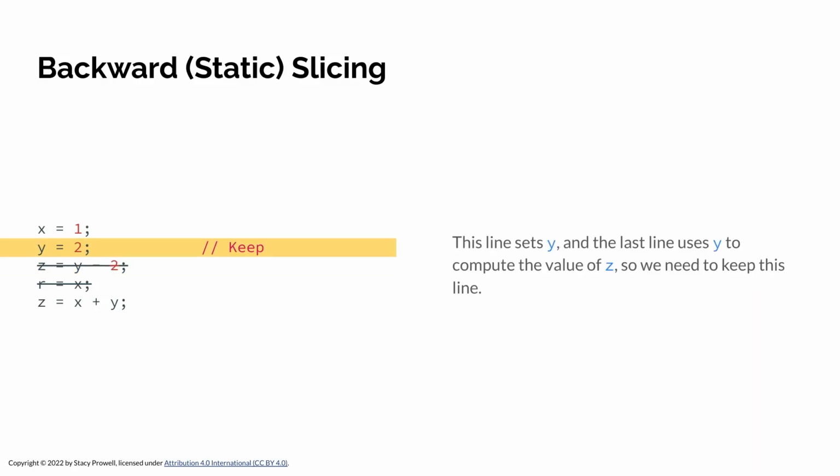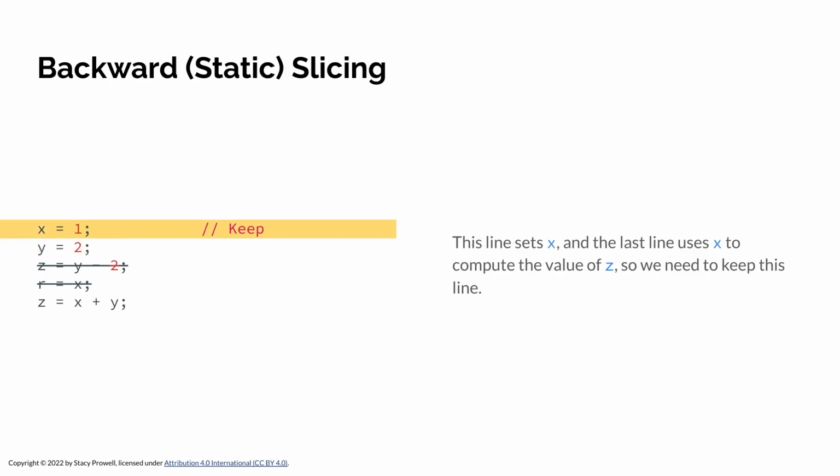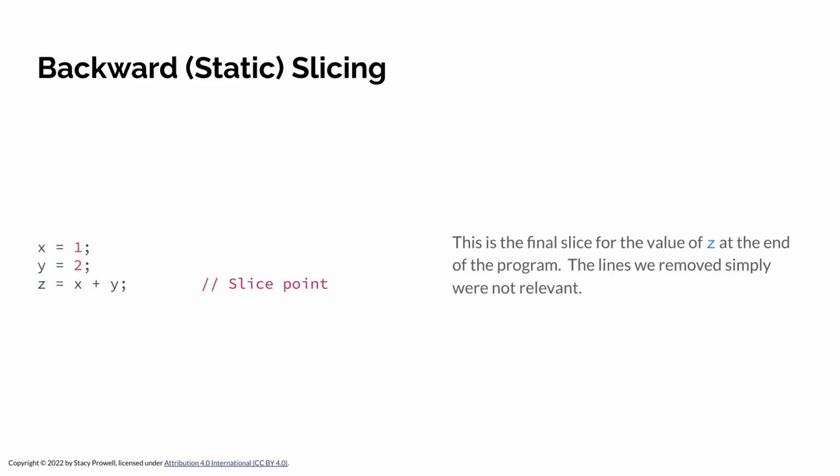y gets 2. I do care about y, right? Because the final value of z is going to be x plus y. I also care about x, and so I'll keep those. And there you go. There's my sliced program, and from that I can immediately see that z is 3. I just threw away the non-relevant lines.